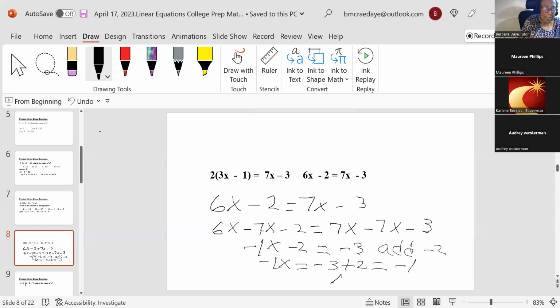So what is x equal to, Audrey? What's the value of x? This is a multiplication right here. So you're going to do a division. So what's a -1 divided by a -1?